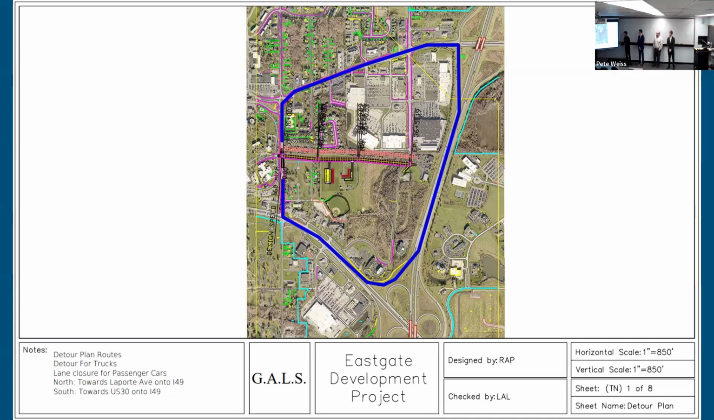So instead, they would have to go through US 30 or LaPorte and hop onto I-49. And this is how they would get around the development.